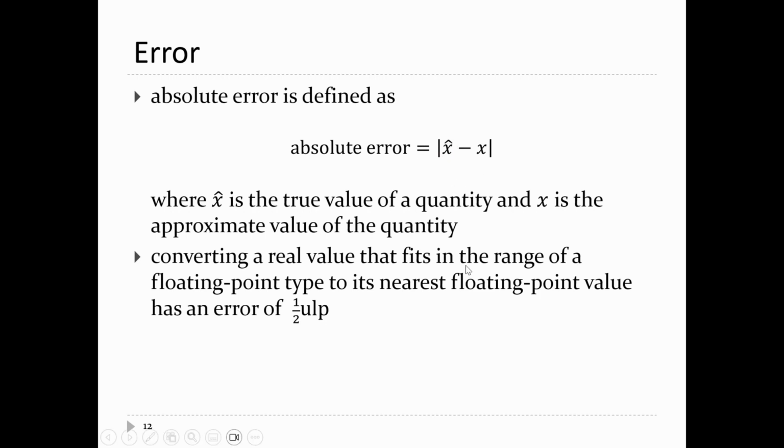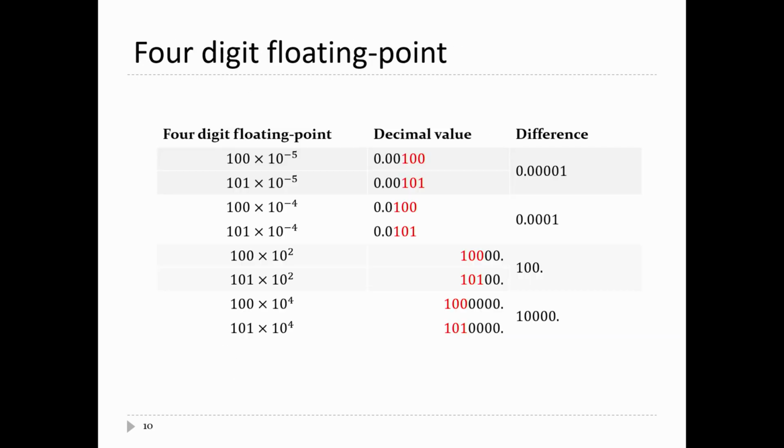Now, we're going to express those in ULPs. Whenever you convert a real value, and that real value fits in the range of our floating point type, the nearest floating point value to that value that the user is using will have an error of 1/2 ULP. So let's go back to this table here.